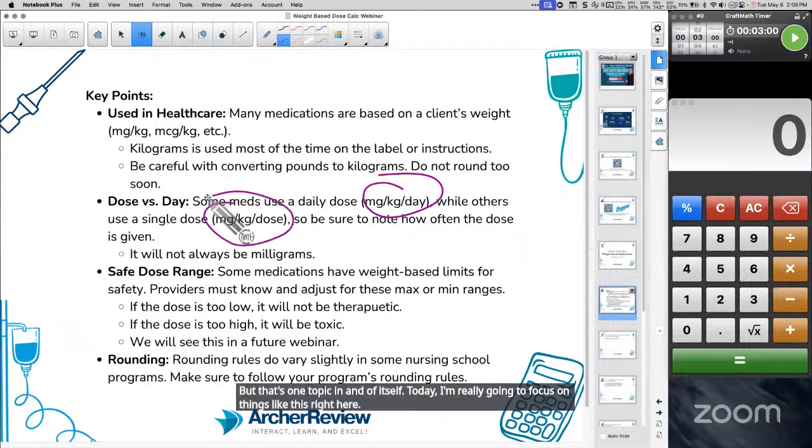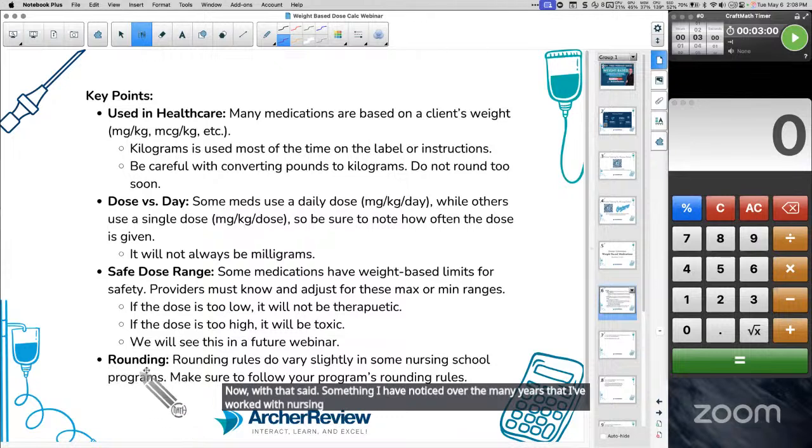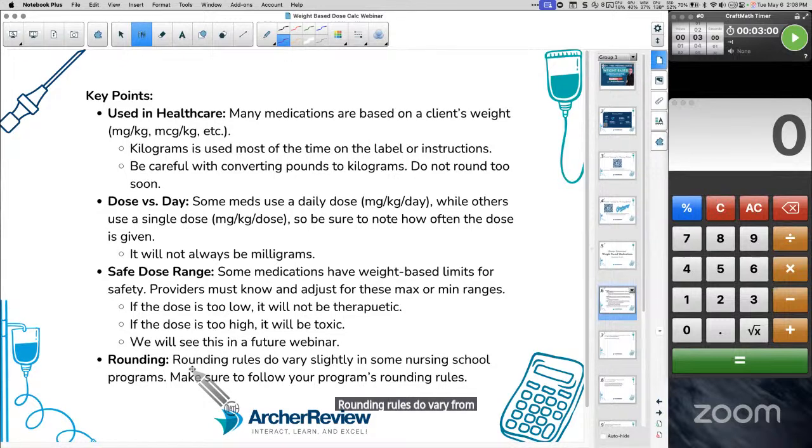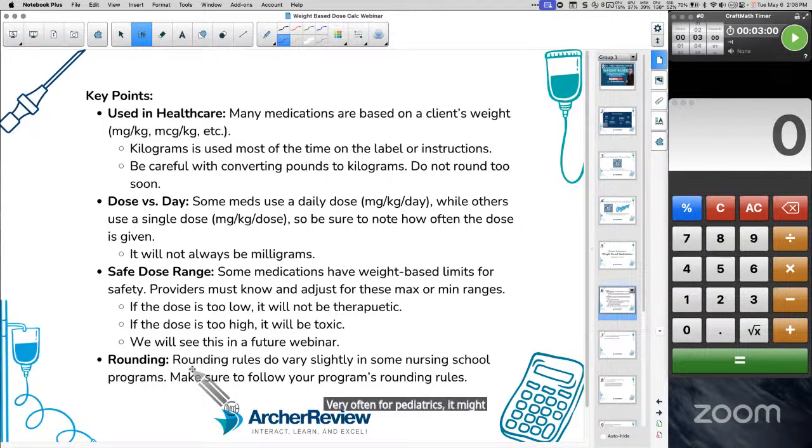Now, with that said, something I have noticed over the many years that I've worked with nursing students is the rounding. Rounding rules do vary from nursing school to nursing school, program to program. So, get your cheat sheet from your nursing program. What do we need to round to? That's what you need to be asking your nursing instructors. Very often for pediatrics, it might be the nearest hundredth or the nearest tenth for certain things. But for today's purposes, I will tell you what to round to in the examples that we work out.